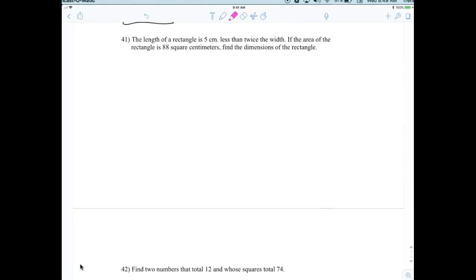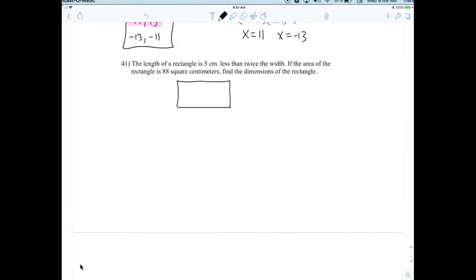All right, 41. Here we go. It says the length of the rectangle is 5 centimeters less than twice the width. All right, so what we're going to do real quick is we're going to try to draw a rectangle. All right, try if you can. There's my rectangle. The length is 5 centimeters less than twice the width. So the width I'm going to put as X.